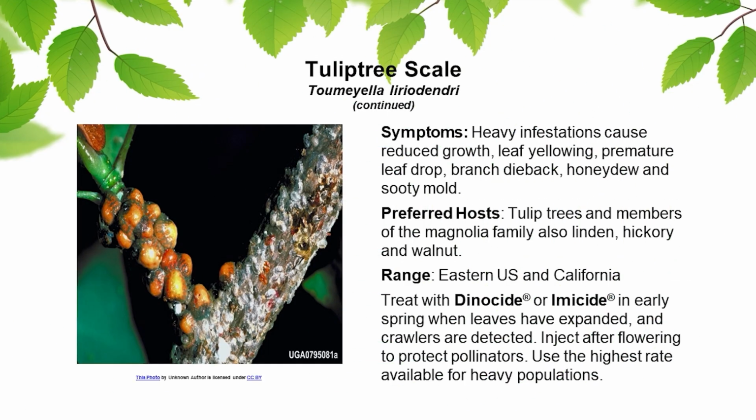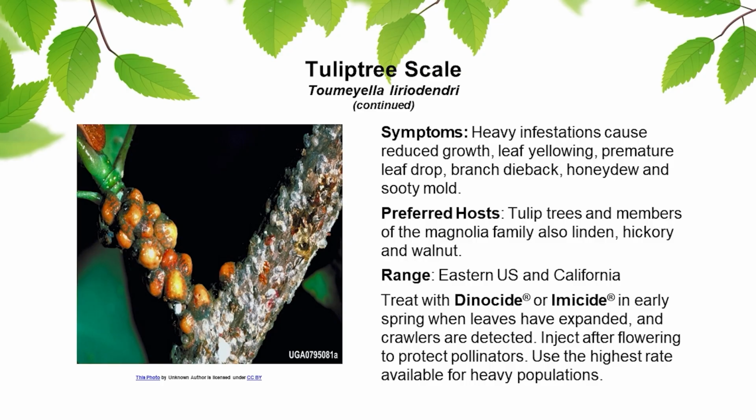Heavy infestations of tulip tree scale cause reduced growth, leaf yellowing, premature leaf drop, branch dieback, honeydew, and sooty mold. Preferred hosts of tulip tree scale include tulip trees and members of the magnolia family, also linden, hickory, and walnut. Tulip tree scale can be found in the eastern United States and in California.